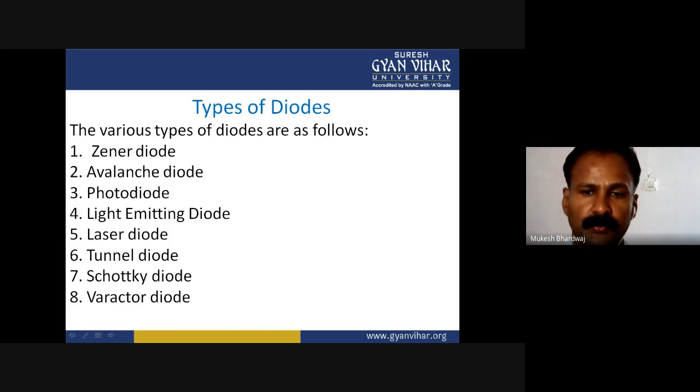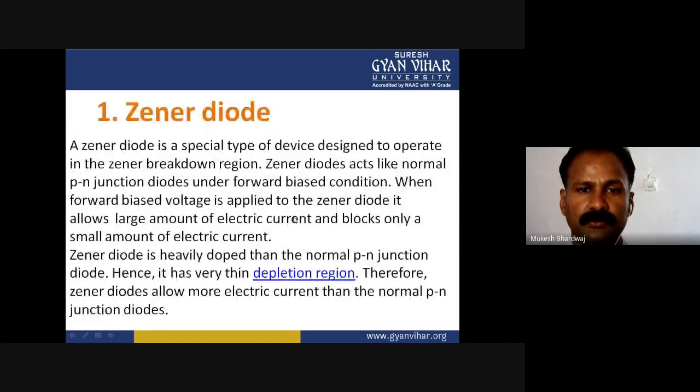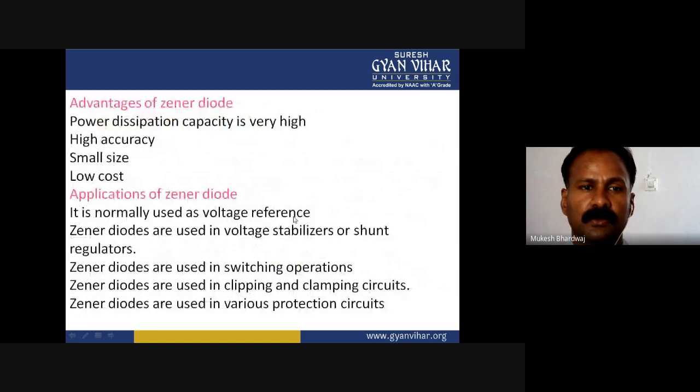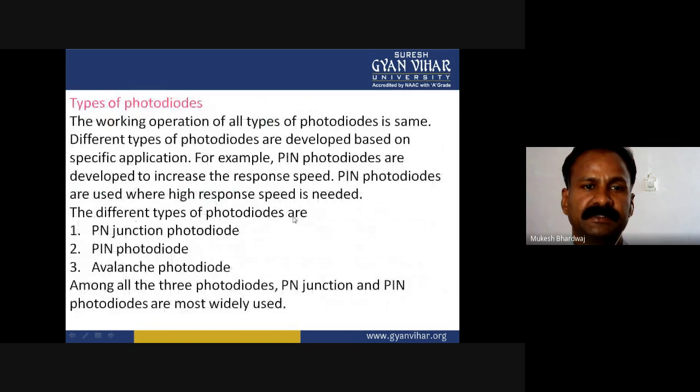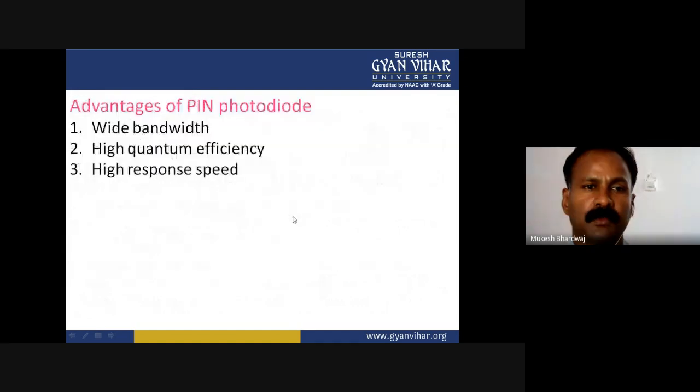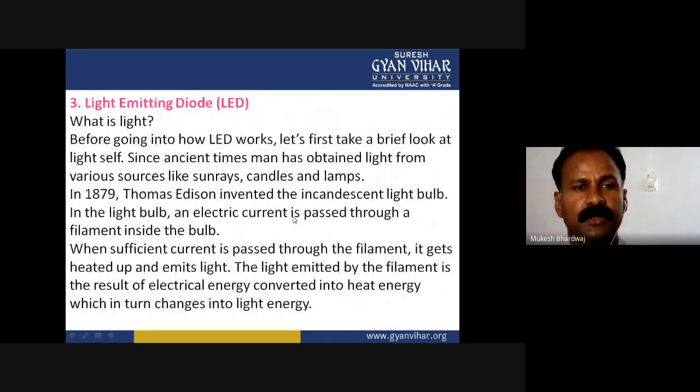As we all are aware about the concept of a diode, what do you mean by the diode and how the diode works in the forward bias region and in the reverse bias region? So, light emitting diode is a type of diode. And before starting with the light emitting diode, I would like to just focus on what do you mean by light. Before going into how LED works, let us first take a brief look at light itself.